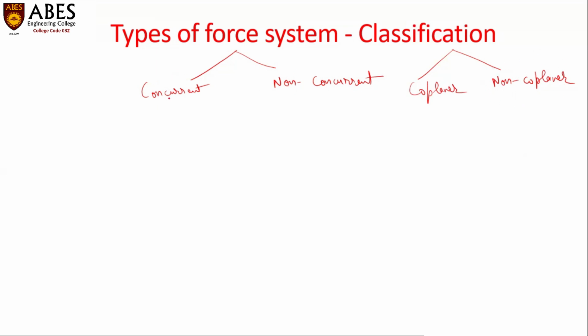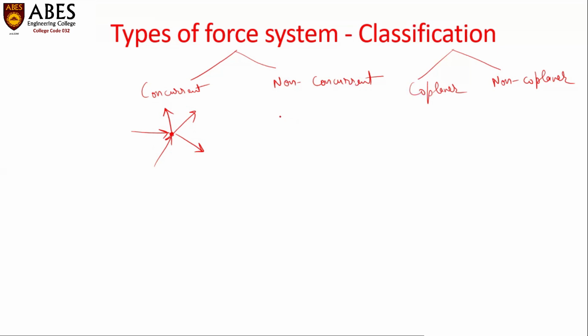Now let's come to this classification, concurrent and non-concurrent. As the name suggests, there may be a few forces in which the lines of action of all the forces pass through a single point, like this. You can see here, there are 5 forces acting at a single point only. The lines of action of all these 5 forces pass through this point. This is called a concurrent force system.